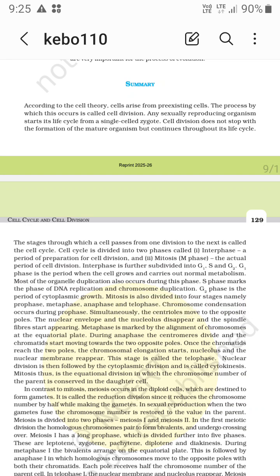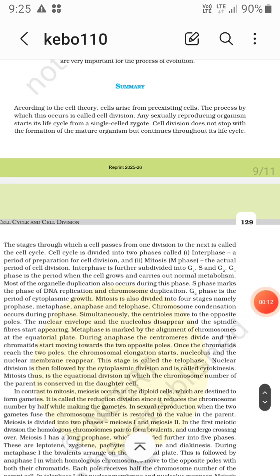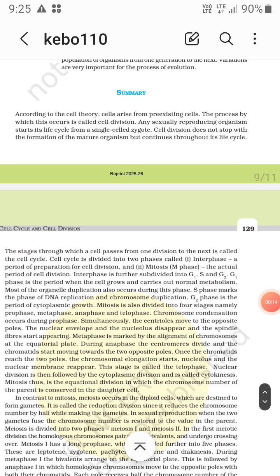So, in summary, according to the cell theory, cells arise from pre-existing cells. Cell theory was given by Schleiden and Schwann, and it was modified by Rudolf Virchow in 1855. The process by which this occurs is called cell division.